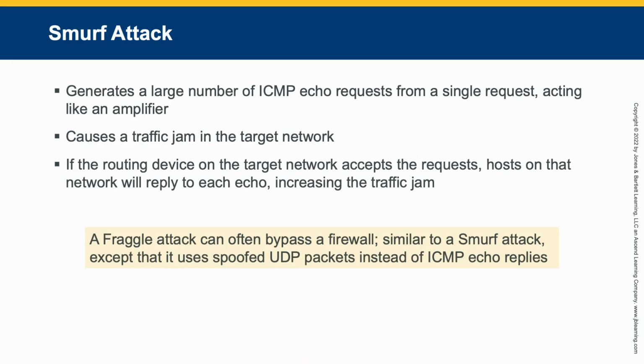A Smurf attack generates a large number of ICMP echo requests from a single request, acting like an amplifier. It causes a traffic jam in the target network. If the routing device on the target network accepts the requests, hosts on that network will reply to each echo, increasing the traffic jam. A Fraggle attack can often bypass a firewall similar to a Smurf attack, except that it uses spoofed UDP packets instead of ICMP echo replies.